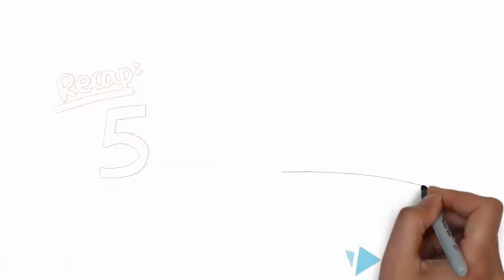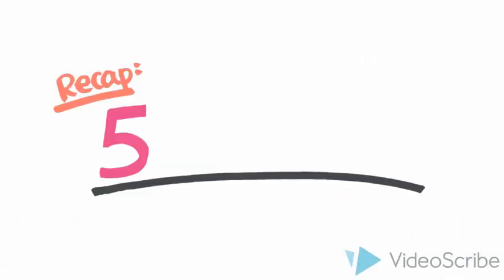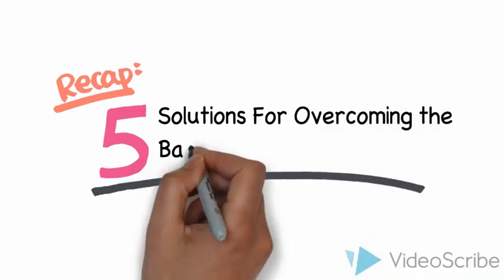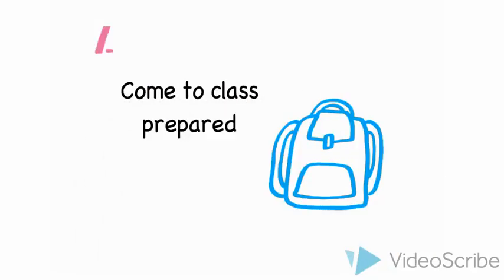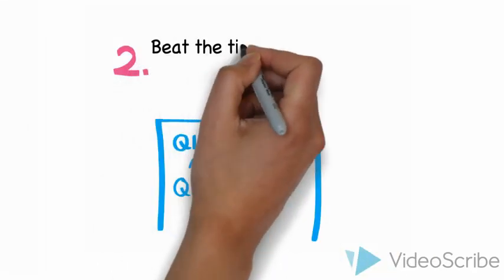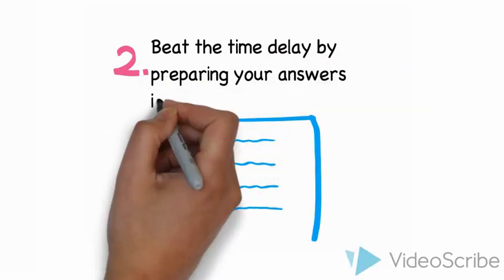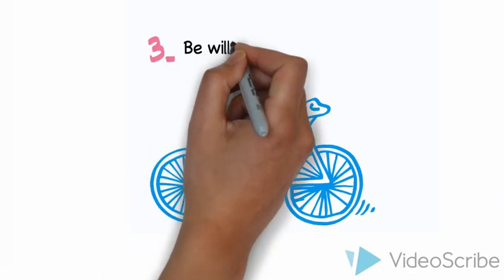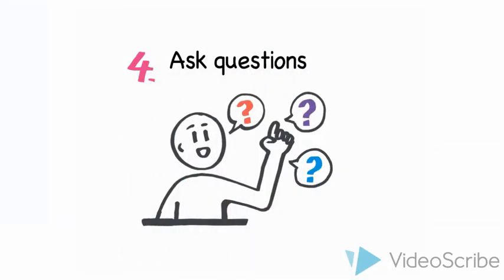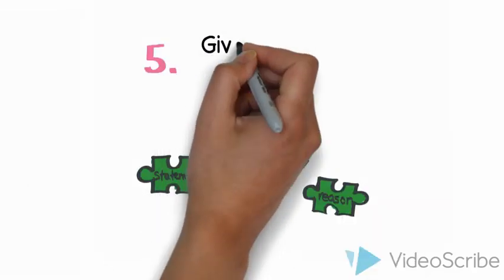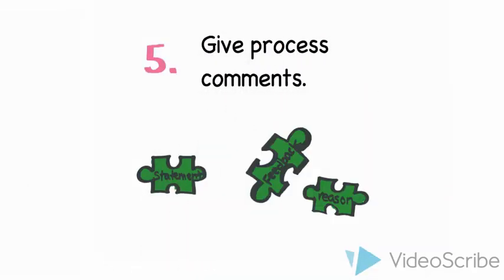So let's recap the ideas that we covered here. There are simple solutions for overcoming the 5 barriers to class participation. Those solutions are: 1. Come to class prepared. 2. Beat the time delay effect by preparing your comments and answers in advance. 3. Be willing to make mistakes. 4. Ask questions. And 5. Give process comments.